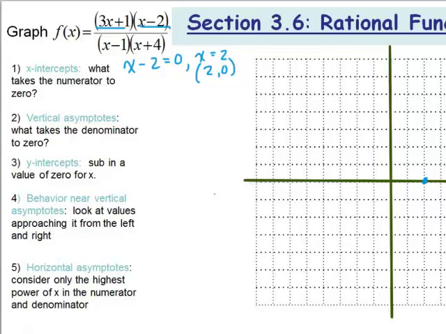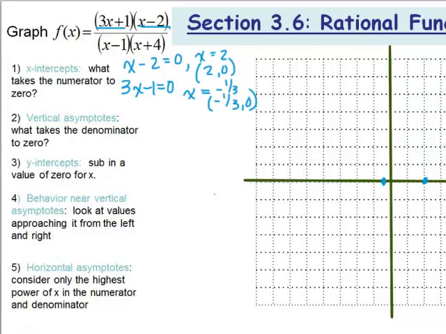The other one, if 3x minus 1 equals 0, then that gives us the root x equals negative 1/3. So we have the ordered pair (negative 1/3, 0), and I graph that. We know that those are the only 2 places that this curve could cross the x-axis, because those are the only 2 numbers that take the numerator to 0.